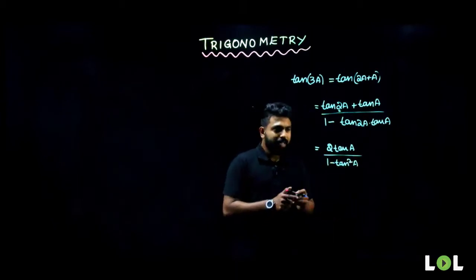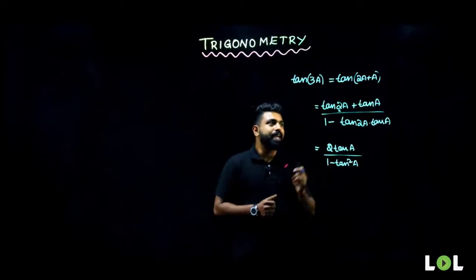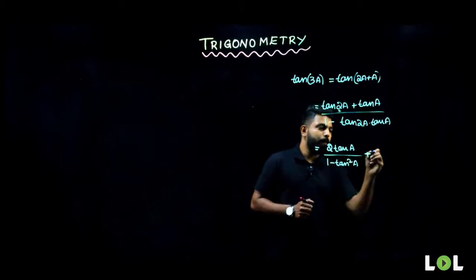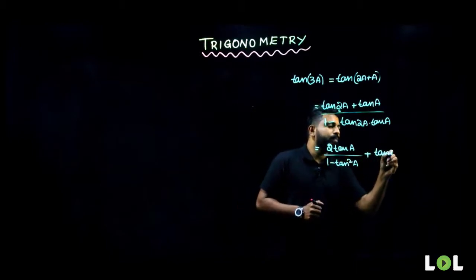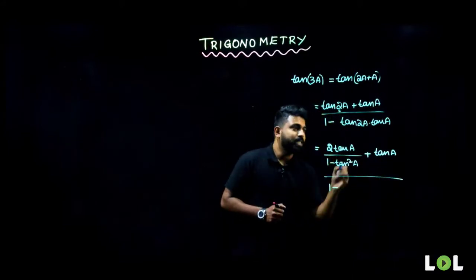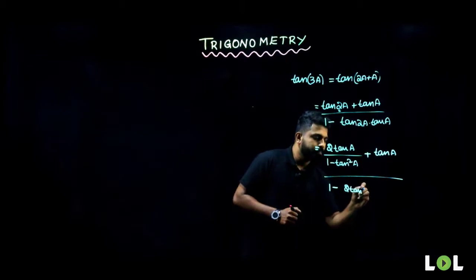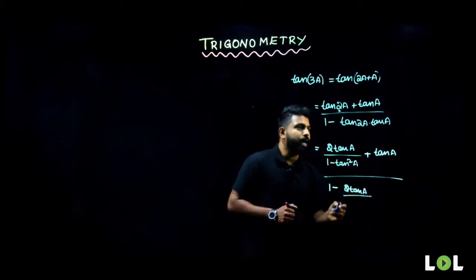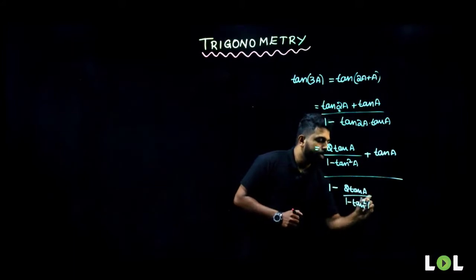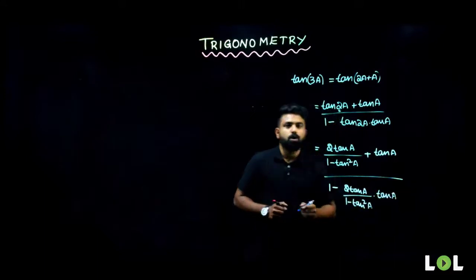Once again, I am repeating, people, so be careful here. If it's 1 plus tan square A, it would be sin 2A. So it is 1 minus tan square A plus tan A, the whole divided by 1 minus, once again, tan 2A, which can also be written as 2 tan A divided by 1 minus tan square A, into tan A. Now if I simplify this, what will I be getting?